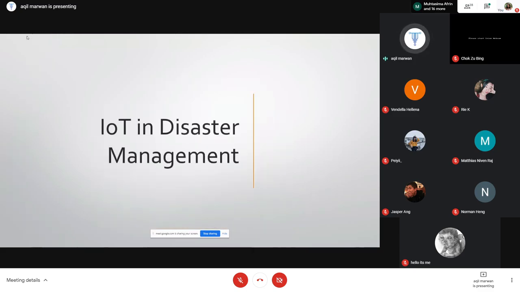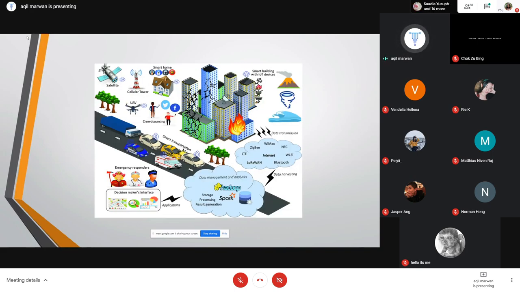So the next one is IoT in disaster management. The use of IoT in disaster management can help us in predicting calamities, alerting authorities at an early stage, and also rescuing people affected by disasters. Thus potentially saving lives, money, and of course resources.